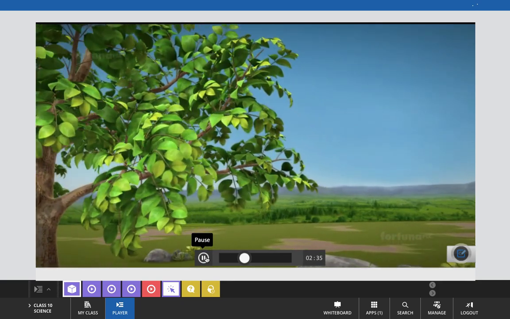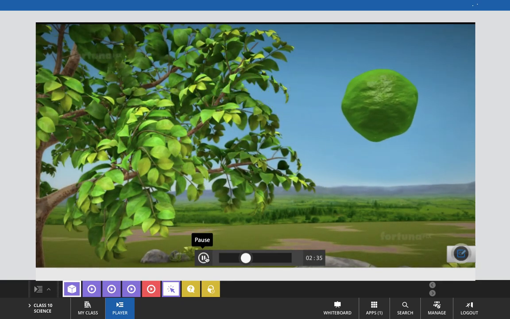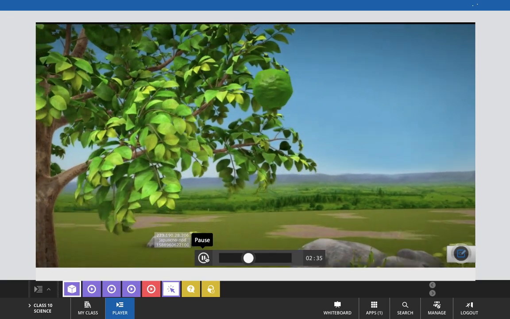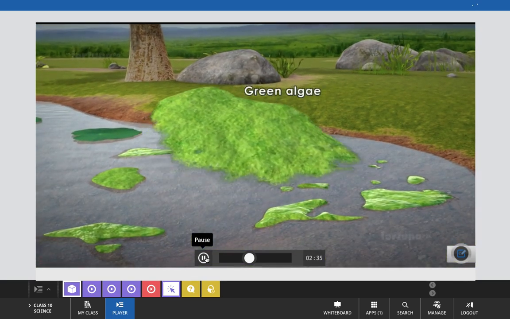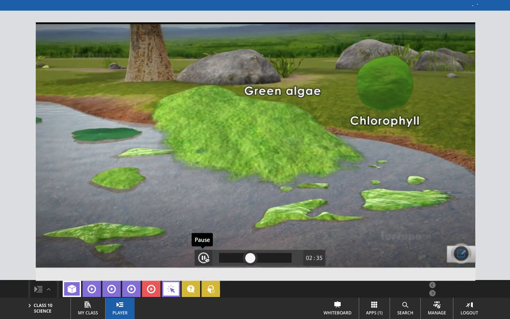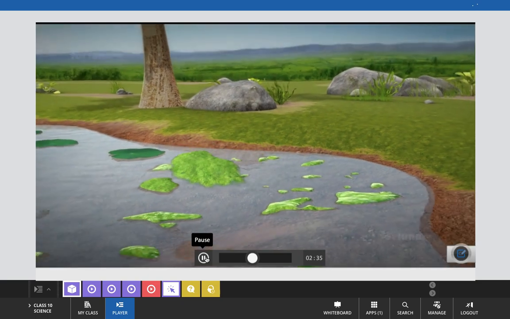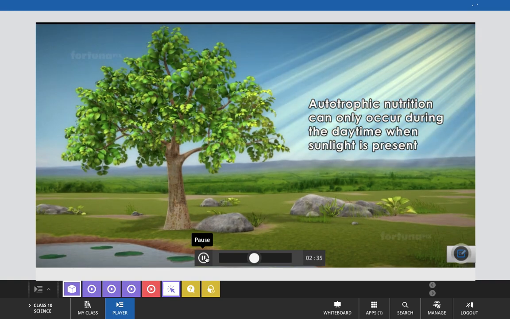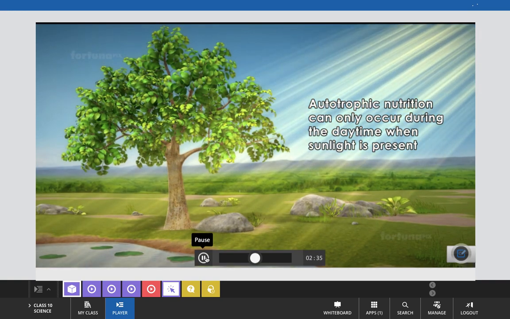In their leaves, plants have a green pigment named chlorophyll, and it is useful in absorbing light energy from the sun. Because green algae contain chlorophyll, they are also considered autotrophs. Autotrophic nutrition can only occur during the daytime when sunlight is present.